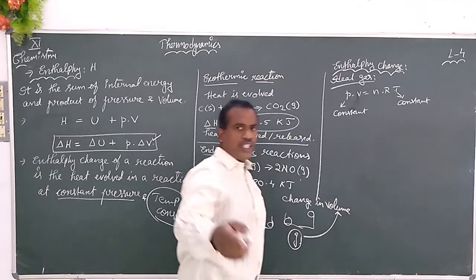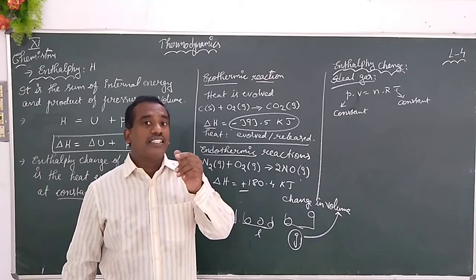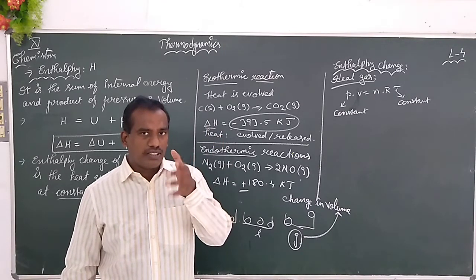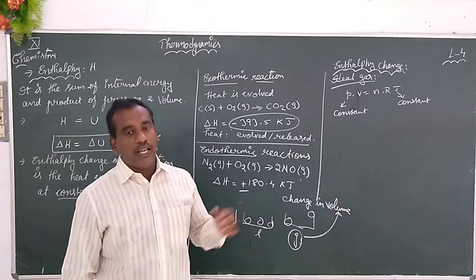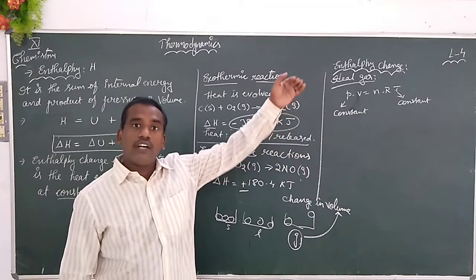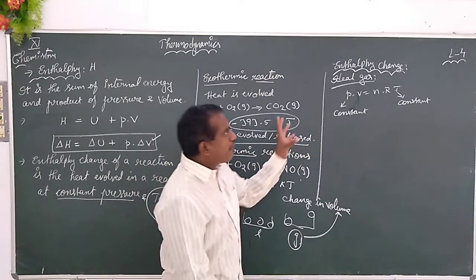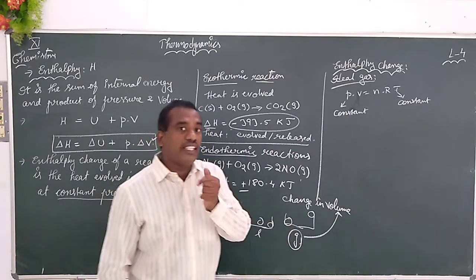Is it not? During the summer season, what is said? When the temperature is increasing, then the pressure in the cycle tyre will be increasing. It means if you make pressure constant, temperature also will be constant, or if you make temperature constant, pressure also will be constant. So now, from this ideal gas equation, what changes can you bring?